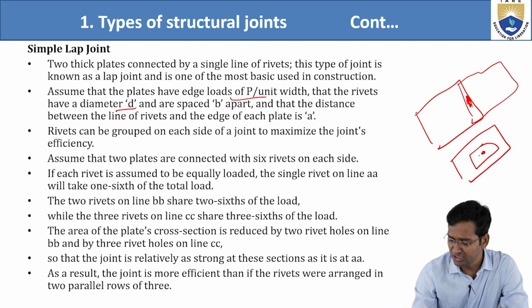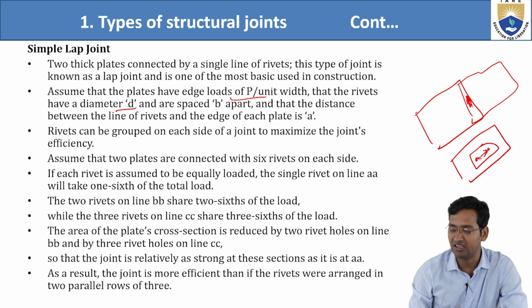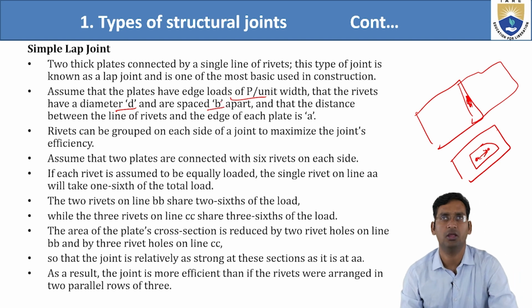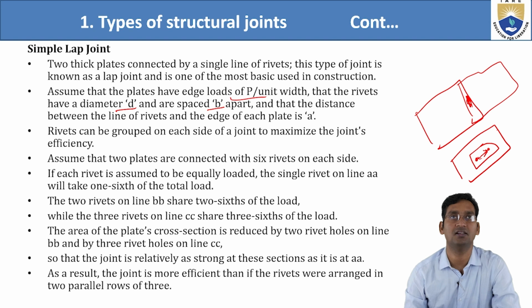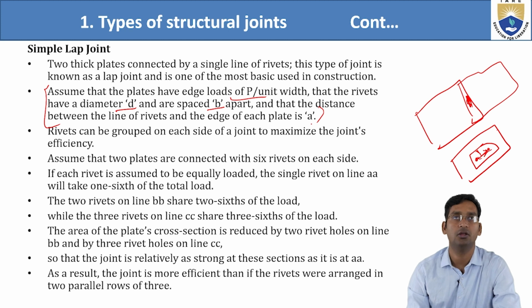Here one rivet is there, here another rivet, and here another. The gap between two rivets is denoted as B. The distance between the line of rivets and the edge of each plate is A. You have to remember this, because later we will use these in the formulas.